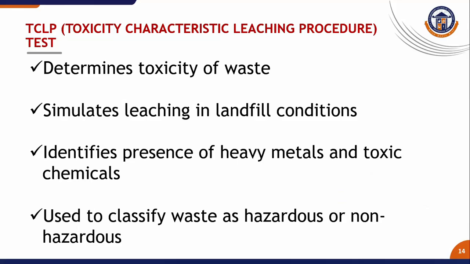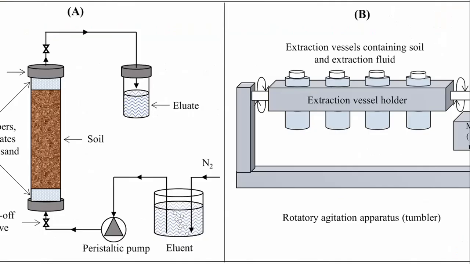TCLP, Toxicity Characteristics Leaching Procedure test, determines toxicity of waste, simulates leaching in landfill conditions, identifies presence of heavy metals and toxic chemicals, used to classify waste as hazardous or non-hazardous. Here, the experimental setup is given for the extraction of vessels containing soil and extraction of fluid. In A, the peristaltic pump is also there. So it's a simulation of how it is going to work in the field.